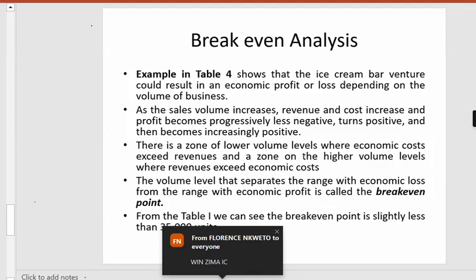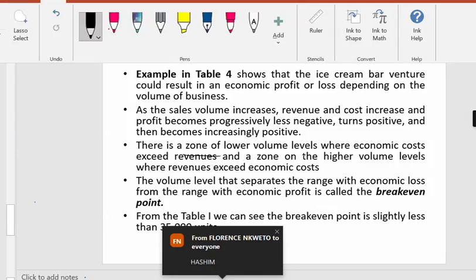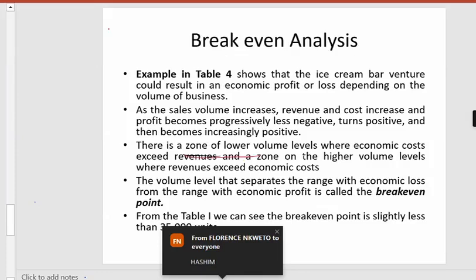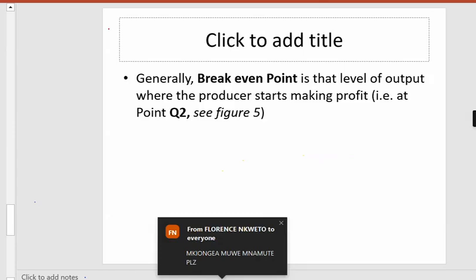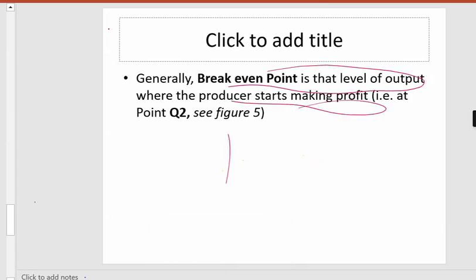Okay? Generally, a break-even point is a level of output where producers start making profit. That is the level where total revenue is equal to total cost, the level where producers or firms start generating profit. For example, you can sketch it well.